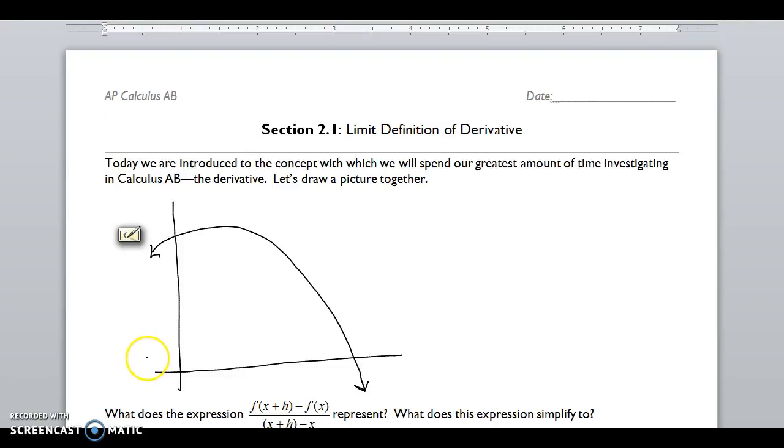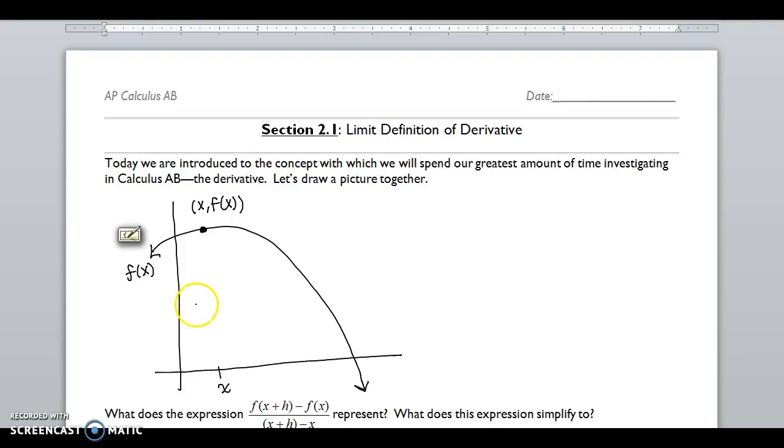And so what we're going to look at is a point x. So here's my x point. Let's go ahead and mark that up on the graph. Let's call this function f of x. So that point right there would have the coordinates x, comma, f of x. That's the x-coordinate and the y-coordinate.